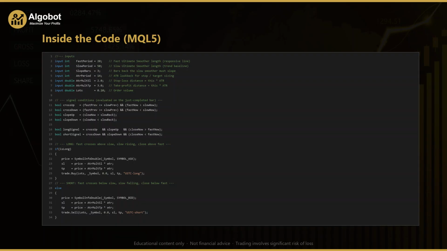Below the inputs are the signal conditions, and these are evaluated on the just completed bar. The variable cross-up is true when the fast smoother was at or below the slow one and is now above it.